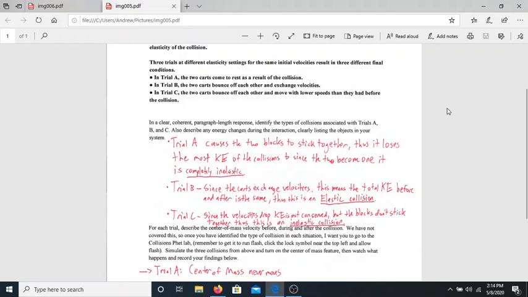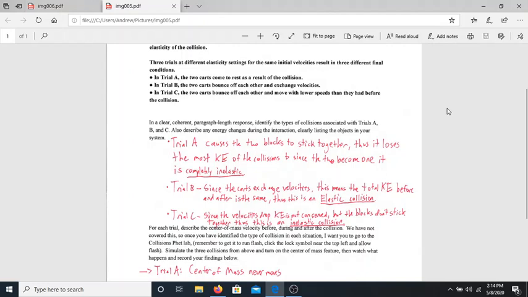So we'll start with trial A. Trial A says that I have 2 carts that come to rest as a result of the collision after they run into each other. So right away, we can tell ourselves that there's a loss of kinetic energy. Now remember, when we talk about collisions, there's 2 things we look to see is conserved. We know momentum has to be conserved in every collision. And we try to see if kinetic energy is conserved as well, because that can govern what type of collision it is. In this case, it clearly is not conserved because they come to a rest, so they stop. So in this case, it's not an elastic collision, which means we're left with inelastic and completely inelastic.